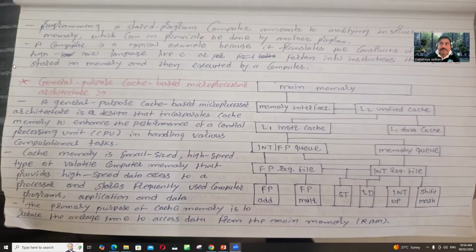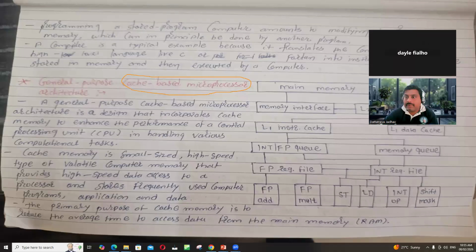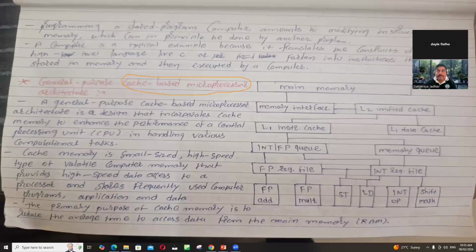We learned about some of the concepts related to the general purpose cache-based microprocessor architecture. Now we continue with that concept. A cache-based microprocessor is what we learned about. Because of some limitation of Zoom, we have started again.